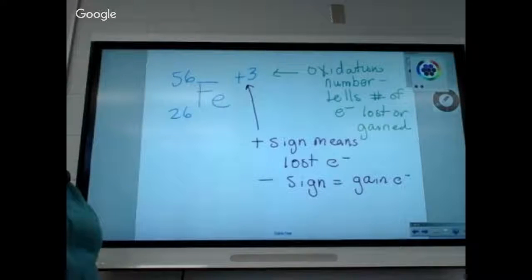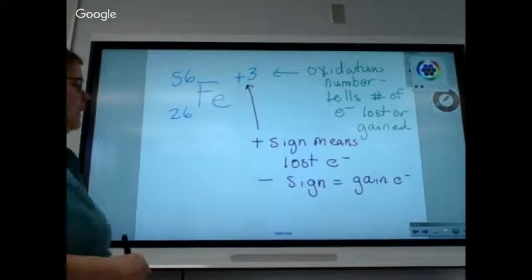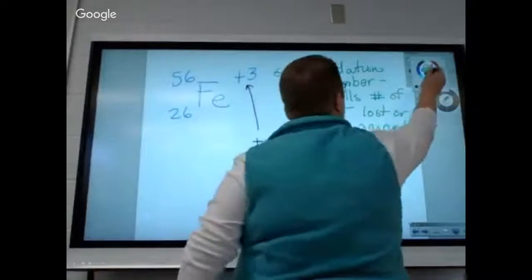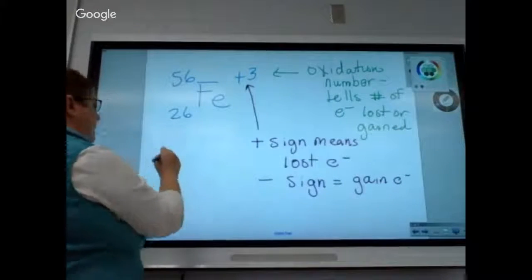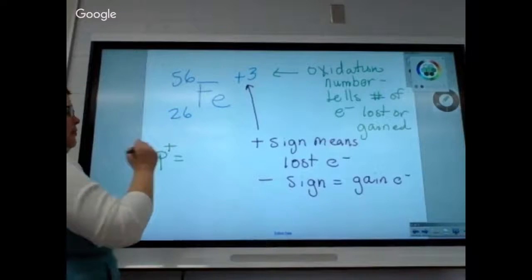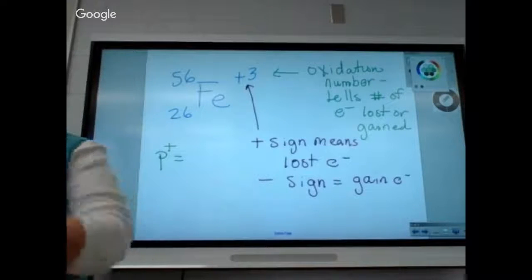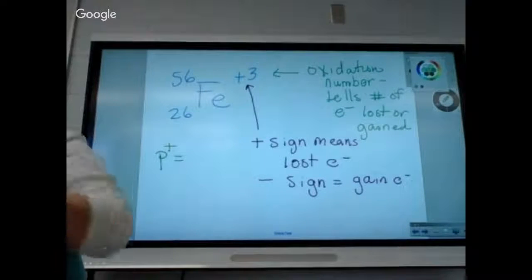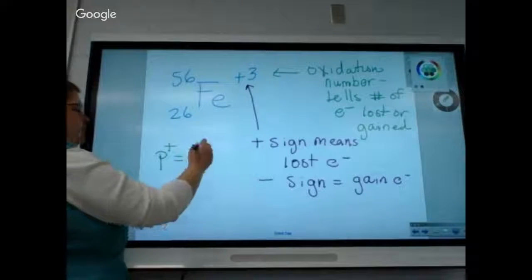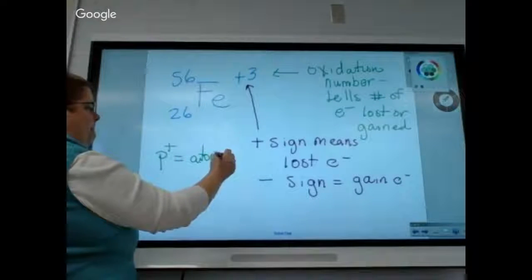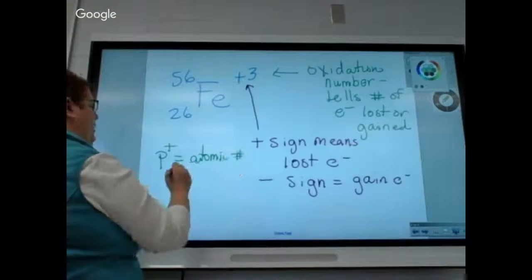All right. So, how will we find the numbers of protons? How did we do that just a second ago? And on Thursday, what did we do to find protons? Somebody tell me. All right, the atomic number. So what is my atomic number, Dylan?